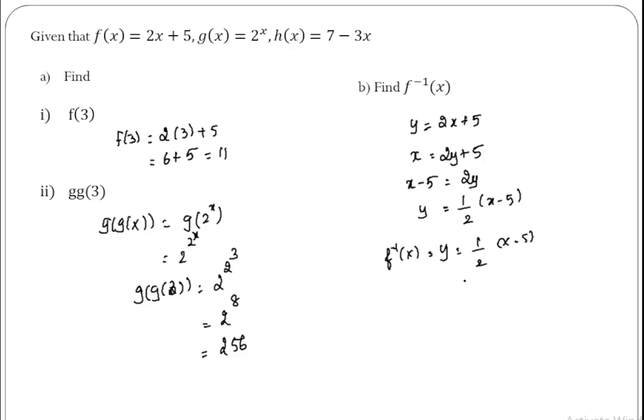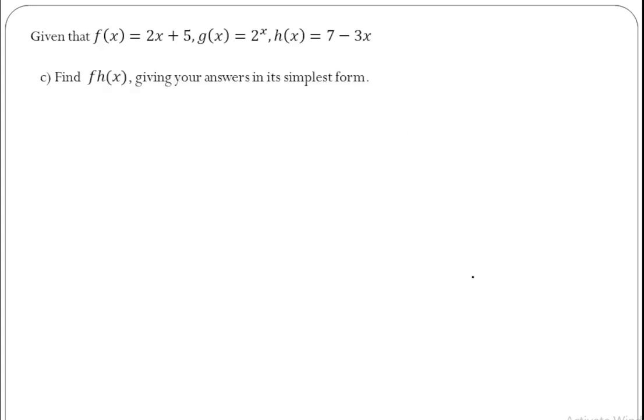Okay. Shall we move on to part C? Part C is to find fh of x. That is a composite function of f with h of x. First we apply h of x as 7 minus 3x, and then we can apply the f of x.